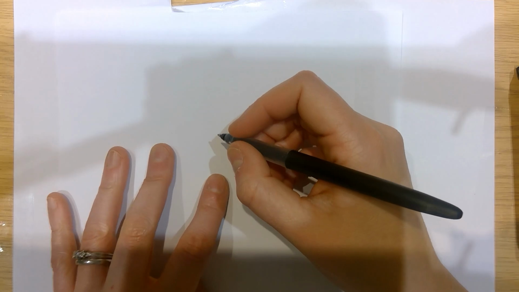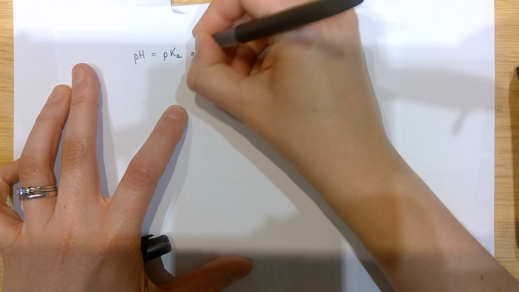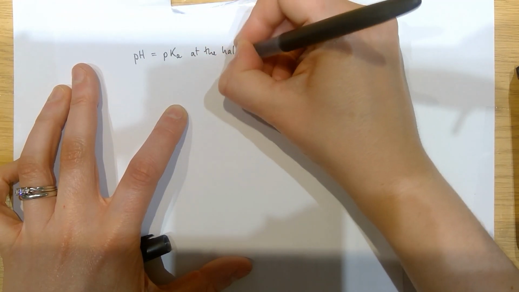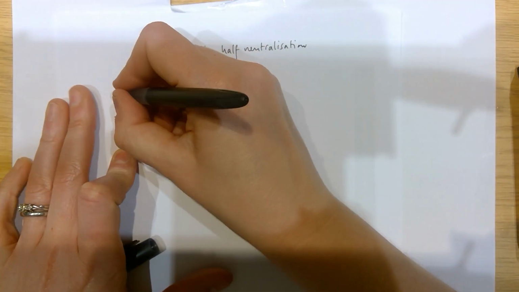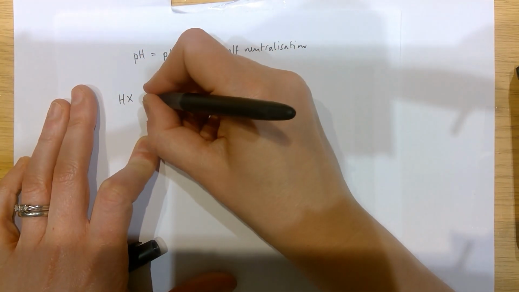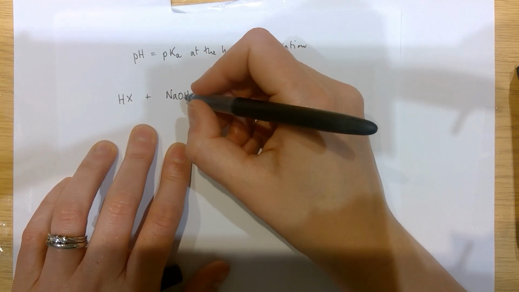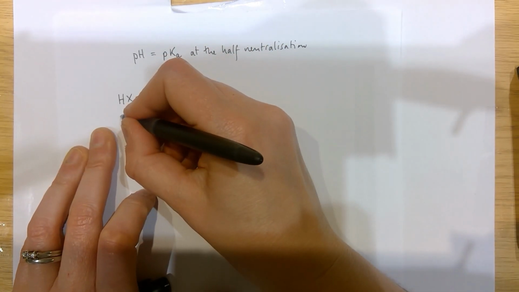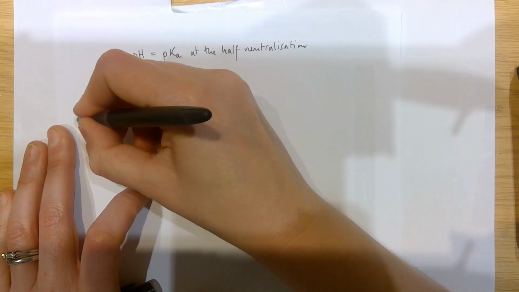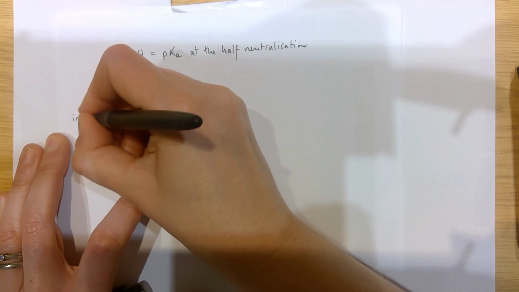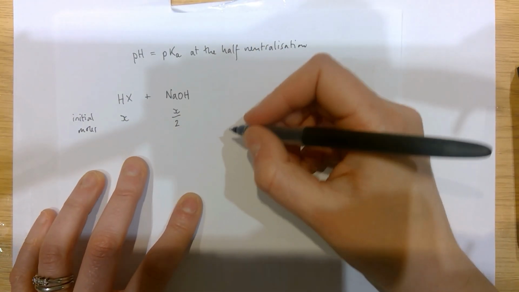Okay, so I said that I would prove that pH equals pKa at the half neutralization point. So to do that, let's consider a weak acid. So we've got a weak acid, HX, and we're reacting it with, we'll say NaOH, that makes it nice and straightforward. And we have to have twice as many moles of the HX as we've got of the NaOH. Okay, so this is initial moles. Okay, because the whole point is that I'm only neutralizing half of the HX.